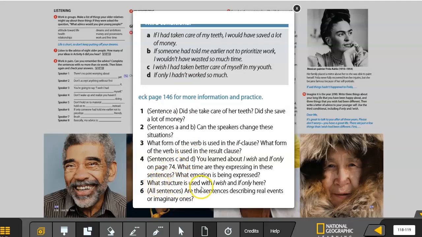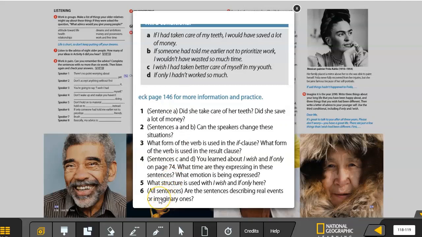Number 5. What structure is used with I wish and if only? The same structure that we are using for the if clause in the third conditional: had taken, had told me, I wish I had taken, if only I hadn't worked. So the structure that we use is past perfect.